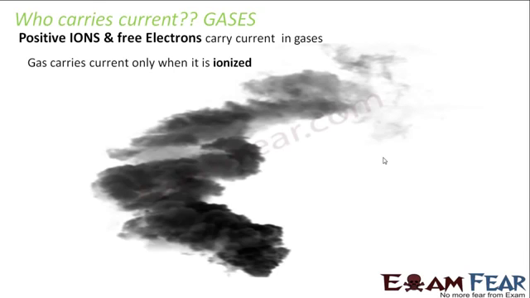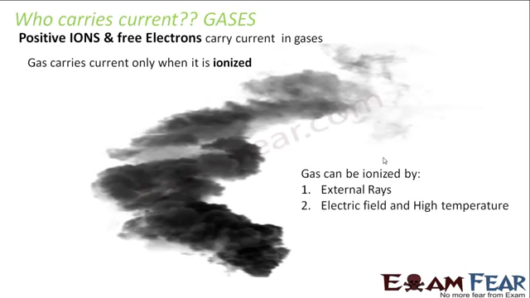But gas carries current only when it is ionized, because it will not carry current as such. Only when it is ionized, because when you ionize a gas, ions are formed, and these ions are then helpful in carrying current. How can you ionize a gas? You can ionize a gas by external rays, by increasing the temperature, or by applying some electric field. See, I am telling all these things just for your information, because when you are studying this chapter on electric current, you should know all these things.